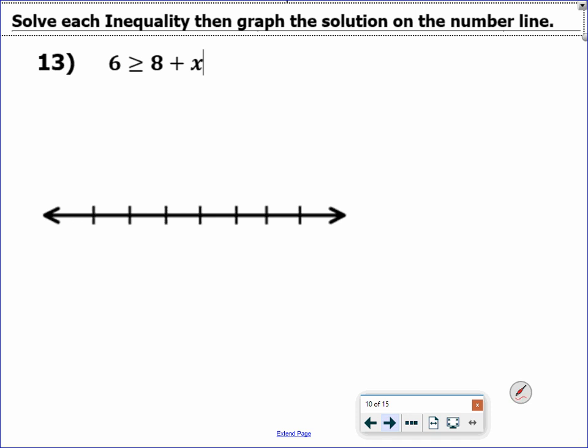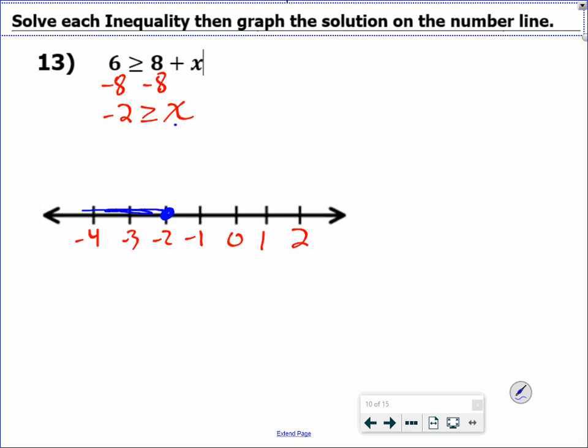All right, for this one, this is easy, just subtract 8 from both sides, and I'll get -2 is greater than or equal to x. Closed circle at -2. x is smaller than -2, so we're shading down.